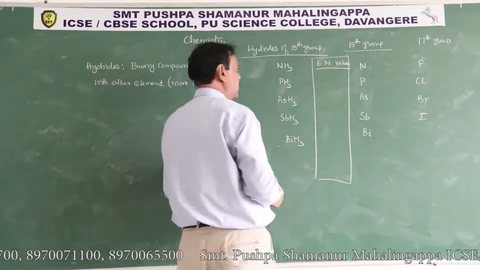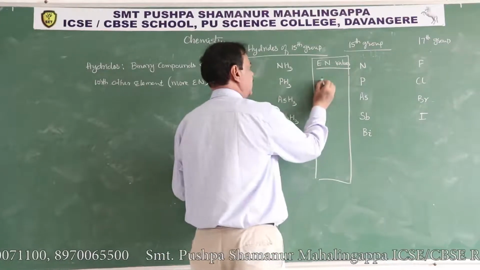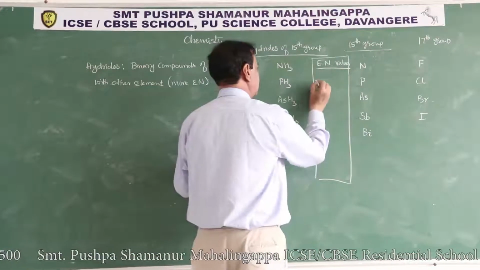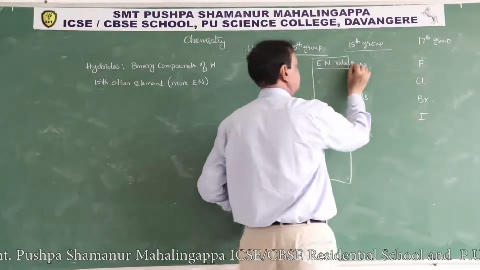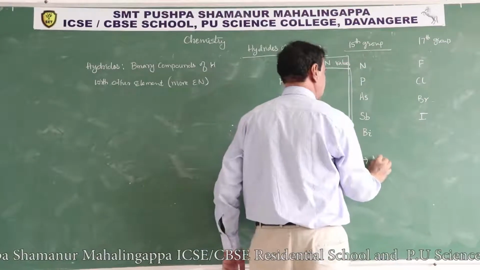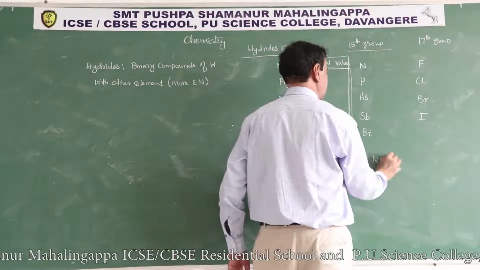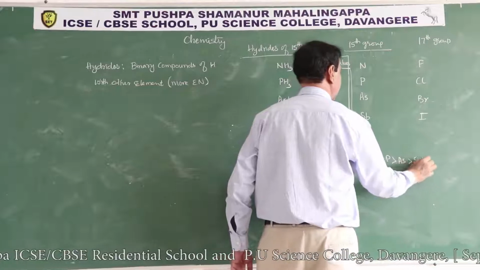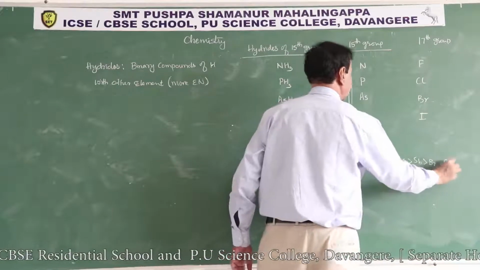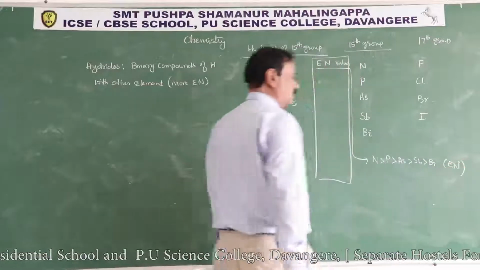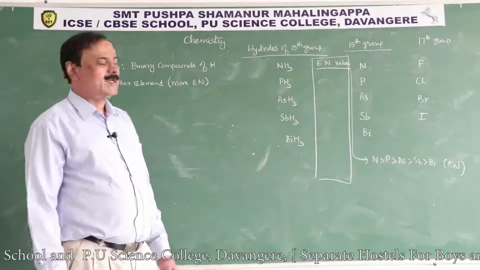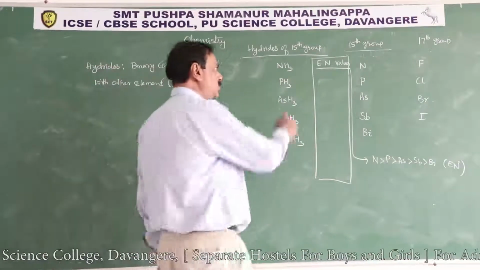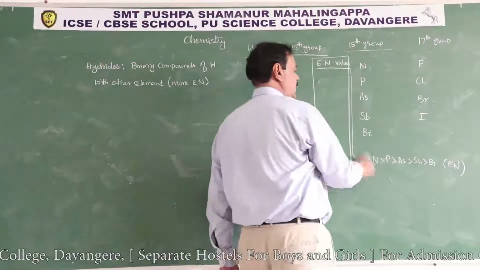When you compare the electronegativity values, the electronegativity of nitrogen is greater than phosphorus, greater than arsenic, greater than antimony, greater than bismuth. This is because the top element is more electronegative in a particular group. The top element is nitrogen, therefore nitrogen is more electronegative.